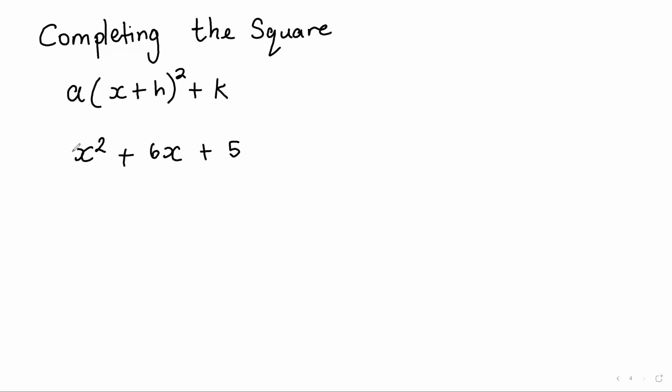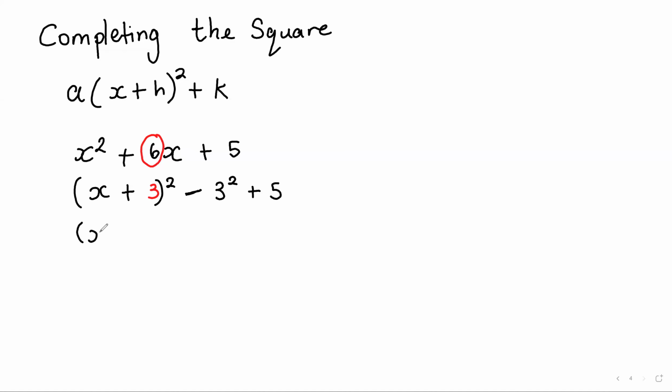You put brackets, right? You take x alone, and then you take half of whatever b is. So b here is 6, so you take half of 6. Half of 6 is 3, and then you close your brackets. So it'll be (x + 3)², and then you minus that same half of b squared. So you minus 3² plus 5. You just bring down the plus 5 and then you simplify.